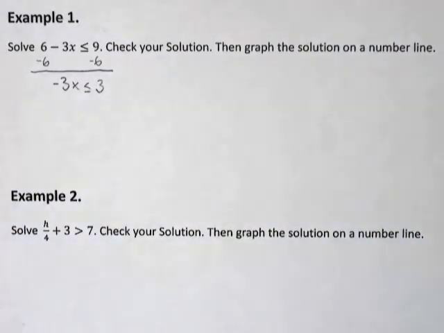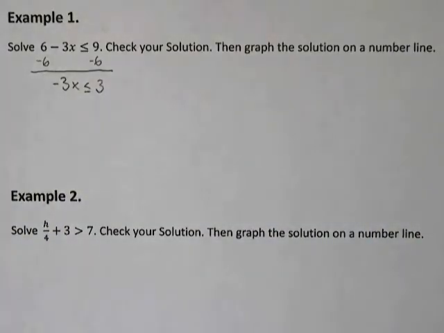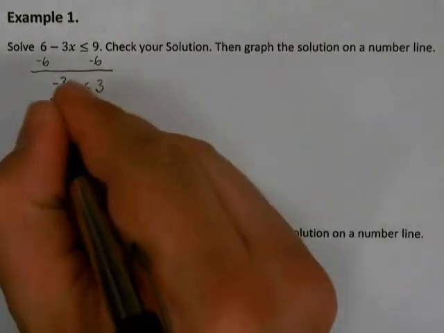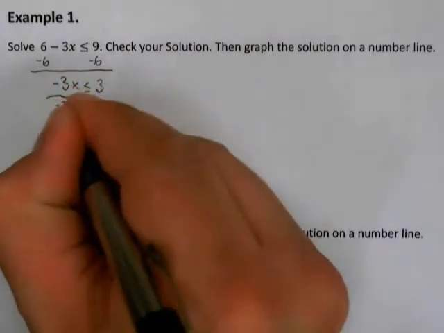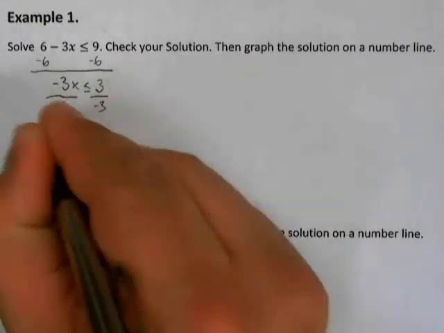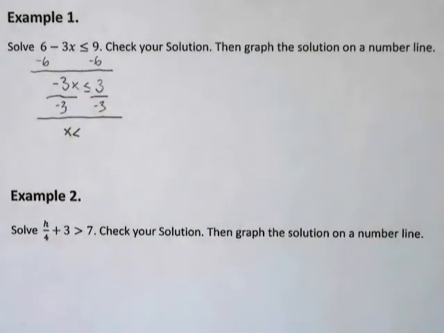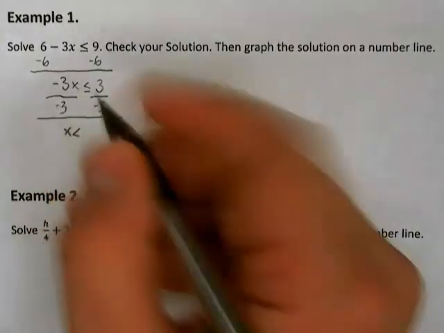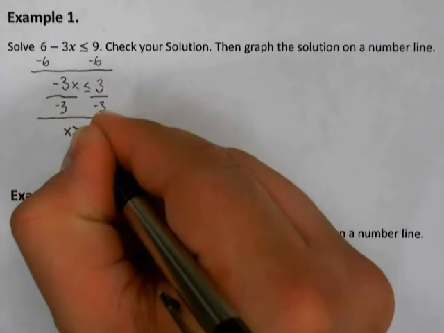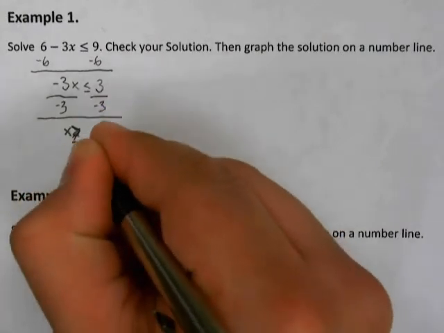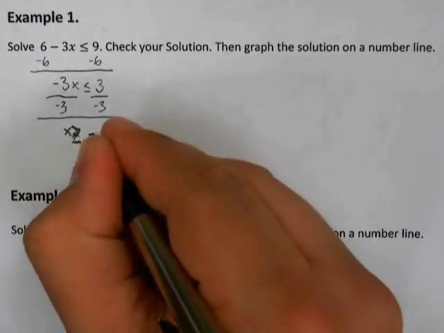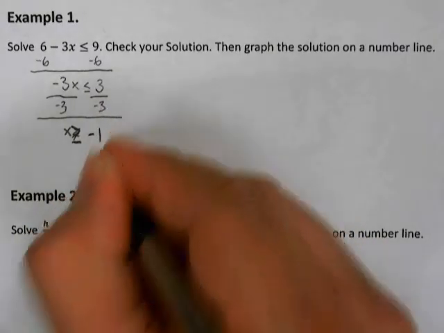Okay, at this point, negative 3 is being multiplied by x. So all we have to do is get rid of that negative 3, and they're being multiplied. So the opposite of multiplication is division. So we're going to divide by negative 3 on both sides, and we end up getting x is less than, we divided by a negative number, so we have to switch the sign, is greater than or equal to negative 1, because 3 divided by negative 3 is negative 1.